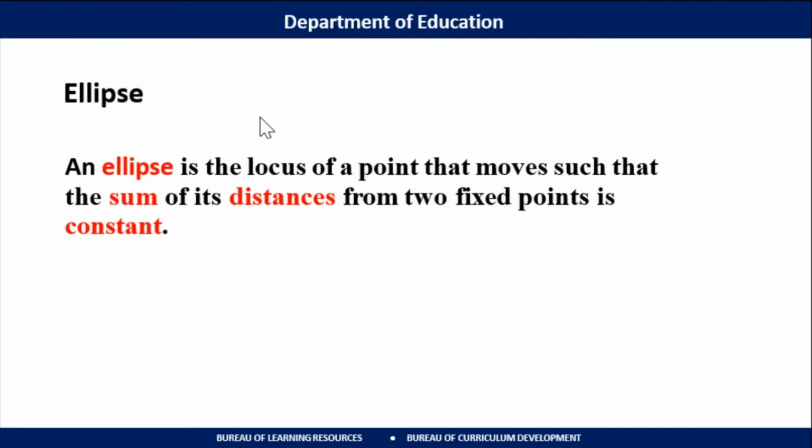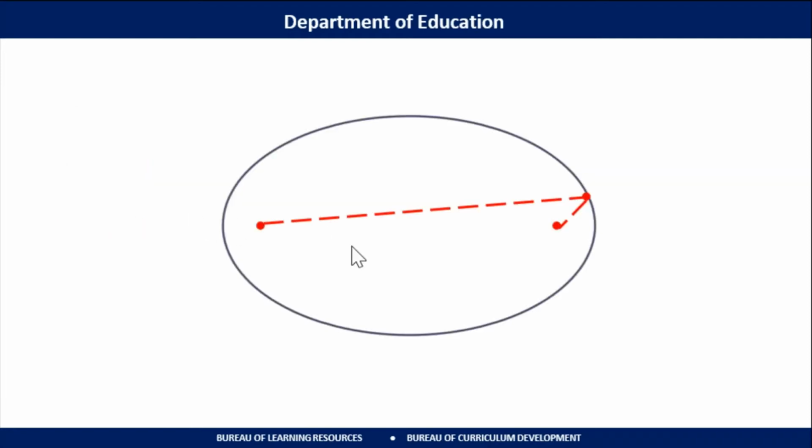Okay, next, an ellipse. An ellipse is the locus of the point that moves so that the sum of its distances from two fixed points is constant. So, pag ellipse naman class, ang tatandaan naman natin is sum of its distances. So, sum. Ito yung class. Pag inadd daw natin to, at saka ito, constant yung distance.